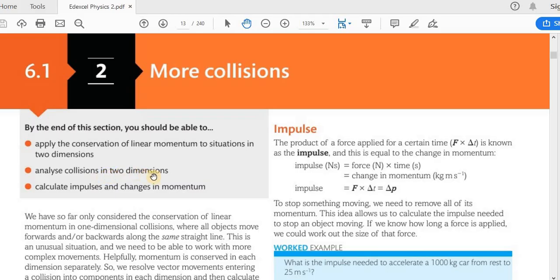Analyze collisions in 2 dimensions. Calculate impulses and changes in momentum. Impulse. Okay, so we will see what that is. This is the impulse.